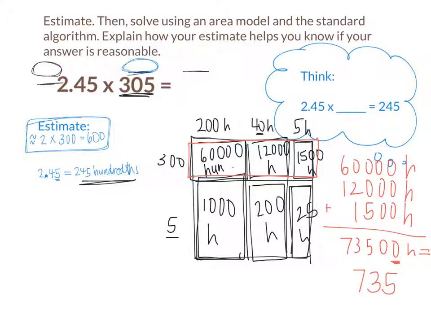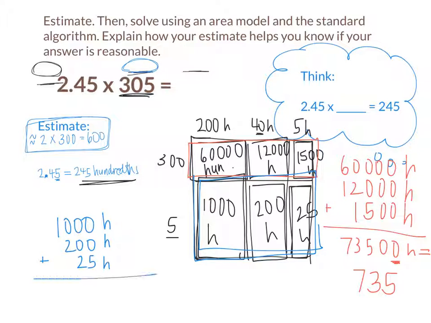Yeah. Now let's find this partial product here. Okay. What's my first number? 1,000. What's my second number? 200. And what's my third number? 25. And these are all what units? Hundredths. Okay. So if I add this up, I have 1,225 hundredths. Where do I put the decimal to make it standard form? Kish? You put the decimal point between the two twos. Good. So it's 12.25. 12 and 25 hundredths.